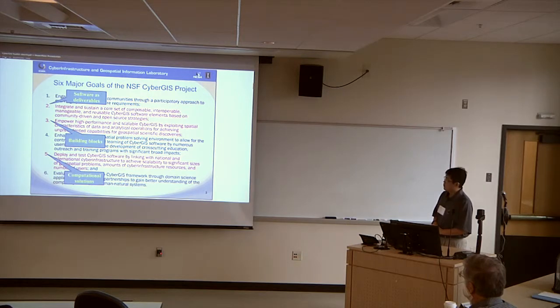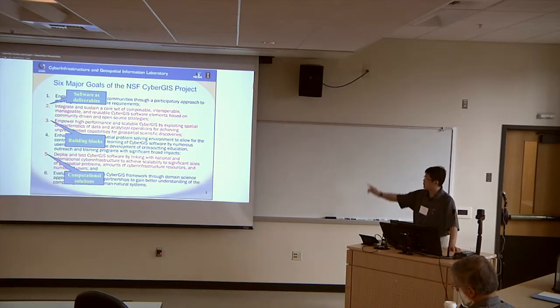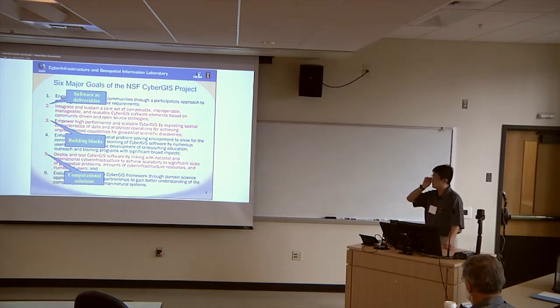So why do we do this? If we look at the 6 main goals defined in our NSF CyberGIS proposal, this toolkit actually covers 3 of the goals. If you look at the second goal, that's very obvious. We are going to deliver a set of scalable geospatial software components. So this toolkit is a software toolbox as a deliverable for this goal.